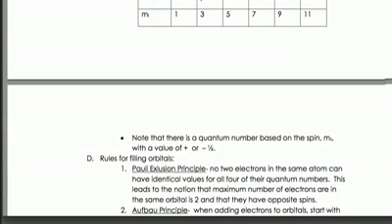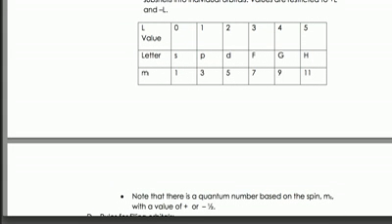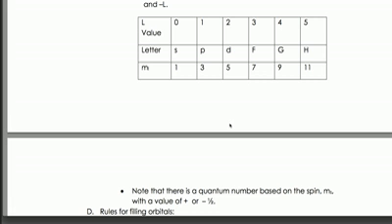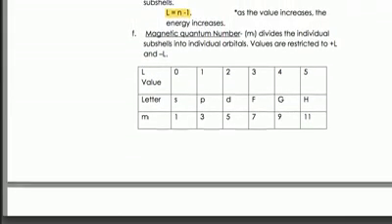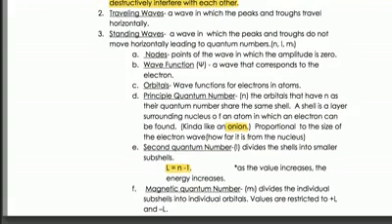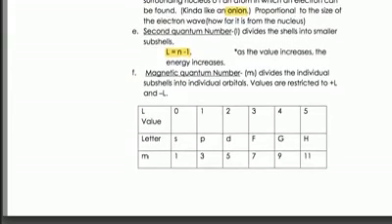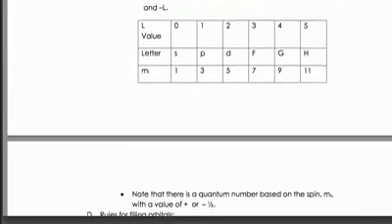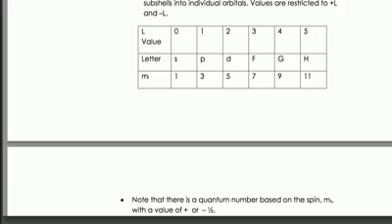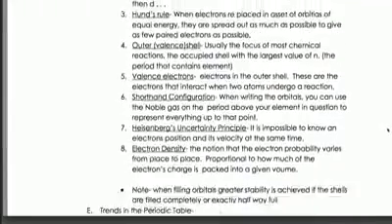M sub s is the magnetic spin, and the magnetic spin basically states that it can either deflect the cathode ray of electrons up with a positive 1/2 or down with a negative 1/2. Okay? And what you'll need to be able to do is write the 4 quantum numbers for any element or ion, or be able to go from 4 quantum numbers and determine what element it is.